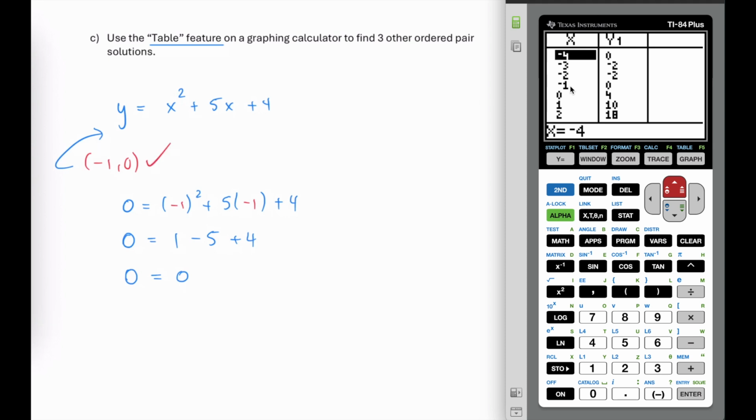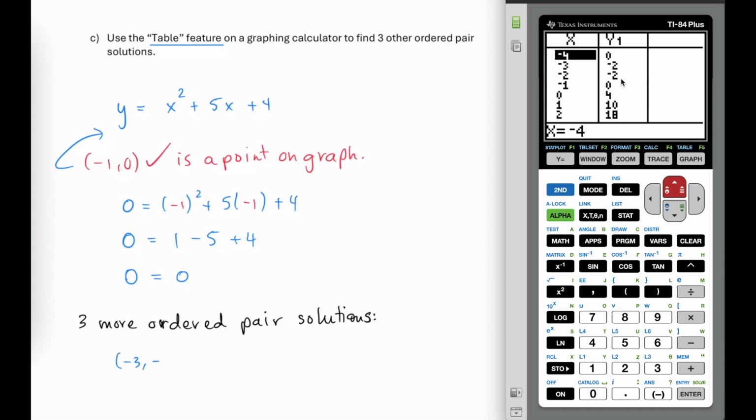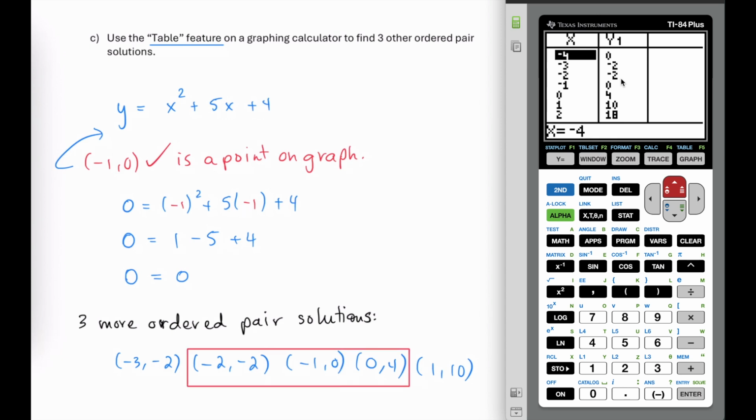When an ordered pair is an ordered pair solution to the equation, it's also a point on the graph of that equation. And so 3 more ordered pair solutions coming from the table feature of the calculator would be, let's say, (-3, -2), (-2, 2), and (-1, 0). We could also say (0, 4) is an ordered pair solution, (1, 10) is an ordered pair solution, so we could keep going, but we were only asked to find 3.